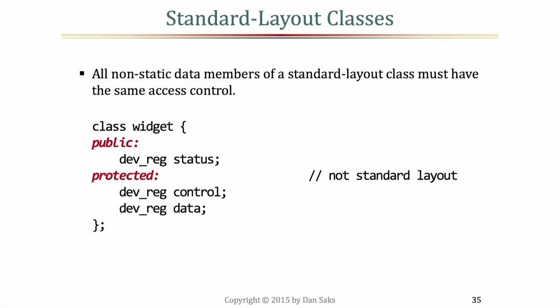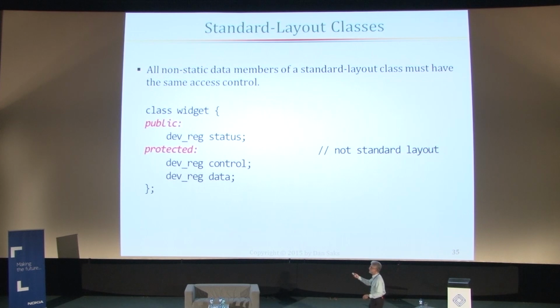Here's another example of something that isn't standard layout. The requirement is that all of the members have to have the same access control. They all have to be public, they all have to be private, they all have to be protected. As soon as you have more than one, the compiler has permission to reorder these things. And that destroys the layout guarantee.